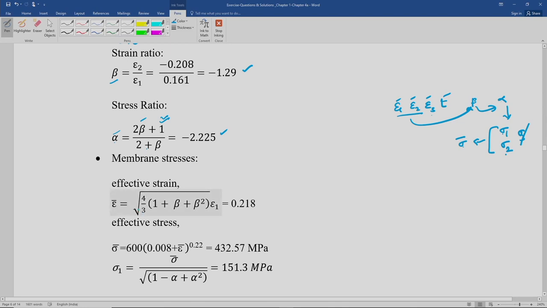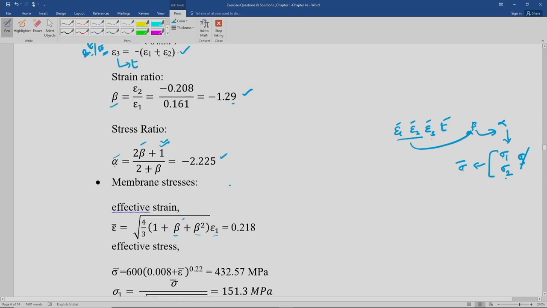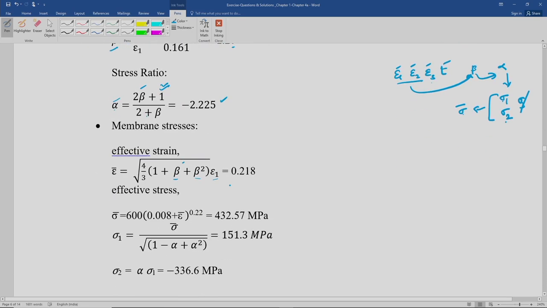Anyway, now we are going to find the effective strain. This equation is known to you, we derived it just now: epsilon bar is equal to square root of (4 by 3 into (1 plus beta plus beta square)) into epsilon 1. Epsilon 1 should be outside the square root. Then you substitute all the values. Beta is known to you. Epsilon 1 is known to you, you just now found it as 0.161. If you substitute here, you should get 0.128. If epsilon bar is known, then from the effective stress equation, that power law which is already given, you substitute here in place of epsilon bar, you should get 0.218 inside the bracket, and you should get sigma bar as 432.57 megapascal, or 432.6 megapascal you can keep. So, sigma bar can now be obtained by using this relationship.